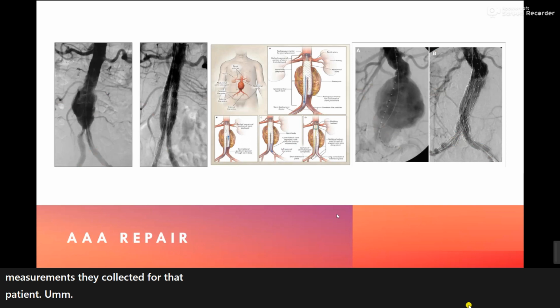A lot of times, access-wise, it's not a stick. Sometimes it's a cut down, a vascular cut down. So that's why it happens in the OR. And also in the case that something goes wrong, they can go open and surgically repair the aneurysm area.